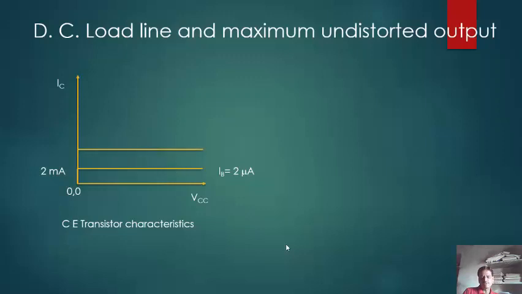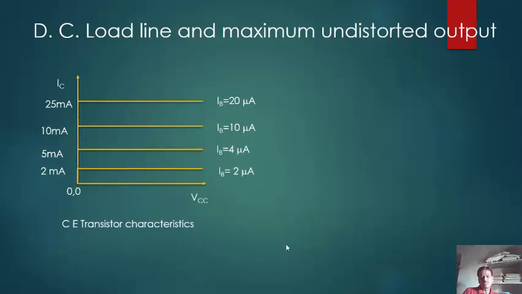Similarly, if the base current increases, then the collector current also increases. In this way, when we are increasing the base current, the collector current also increases, like this. So, these are the output characteristics of the transistor, and in this way we are getting the collector current with respect to the input current, that is the base current.